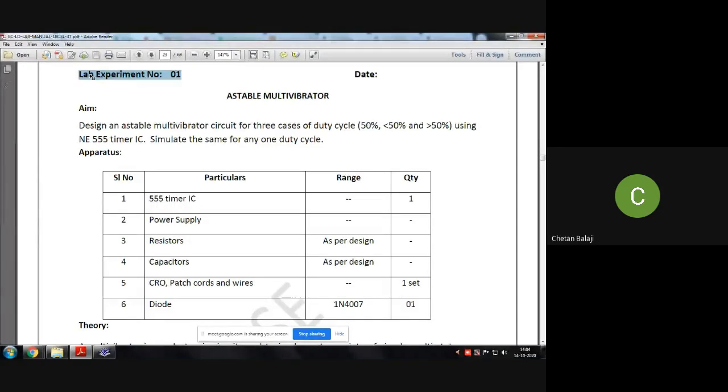Put today's date, laboratory experiment number 1, astable multivibrator. Copy the question, aim of the experiment. Design an astable multivibrator for 3 cases of duty cycle, 50%, less than 50%, greater than 50% using any 555 timer IC. Simulate the same for any one duty cycle.